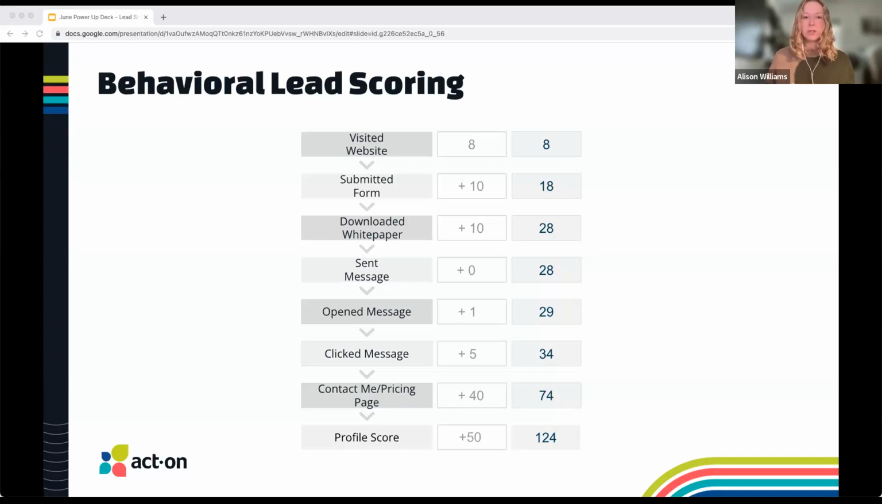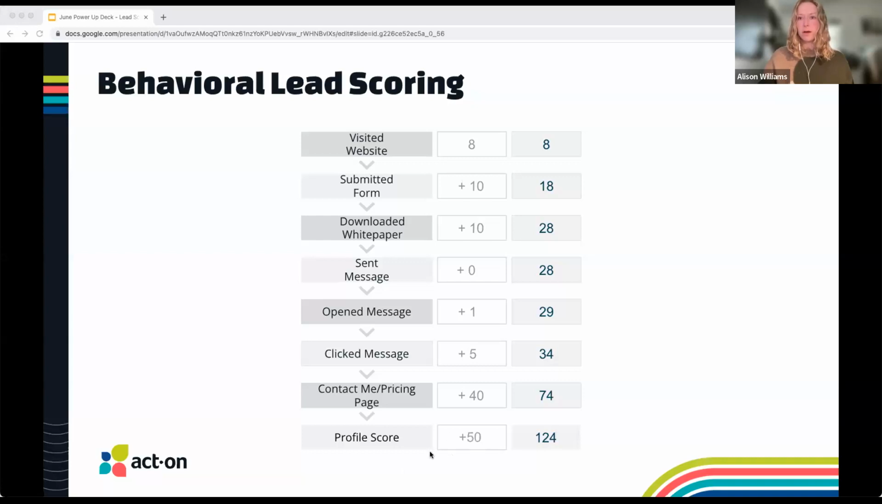Maybe you need to add more weight to a specific behavior. Maybe this specific page visit isn't as good of an indicator of buying intent as we originally thought. So you might need to make some tweaks and adjustments there. But here's an example of how this might look. So we've got some behaviors up on the screen. Somebody's visited a website, they get 8 points, submitted a form, downloaded a white paper. All of this is kind of adding up to a total of 124 here.